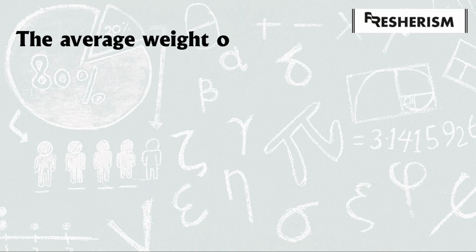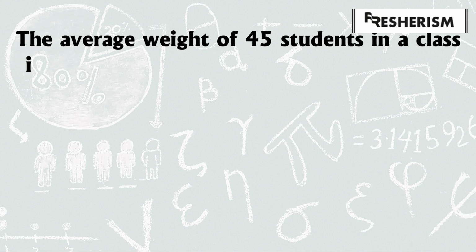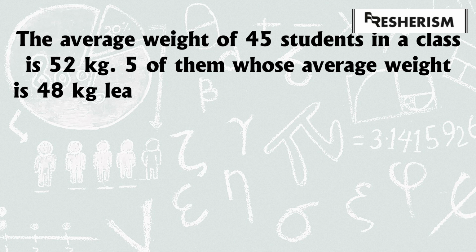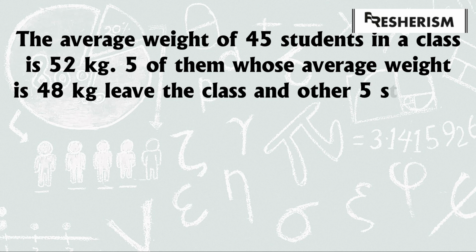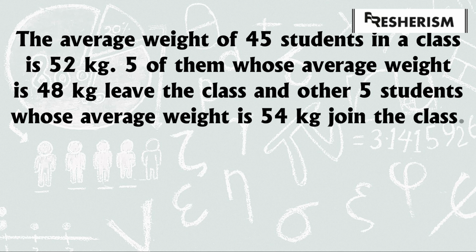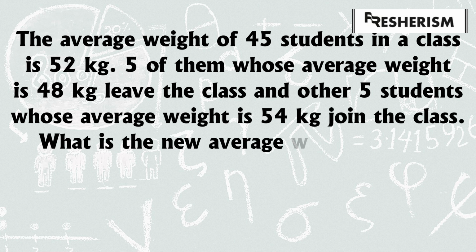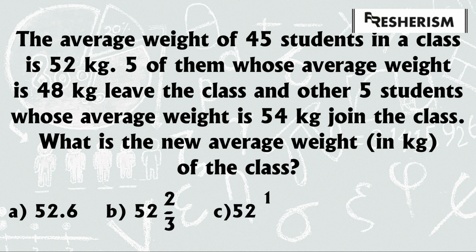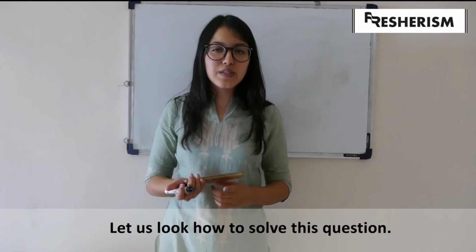Let us now consider another question as an example. The average weight of 45 students in a class is 52 kg. 5 of them, whose average weight is 48 kg, leave the class, and other 5 students, whose average weight is 54 kg, join the class. What is the new average weight in kg of the class? Option A, 52.6. Option B, 52 2 by 3. Option C, 52 1 by 3. Option D, none of these. Let us now look at the solution to this question as well.